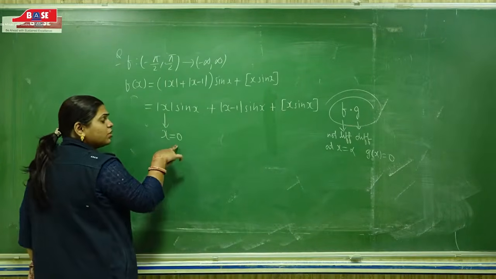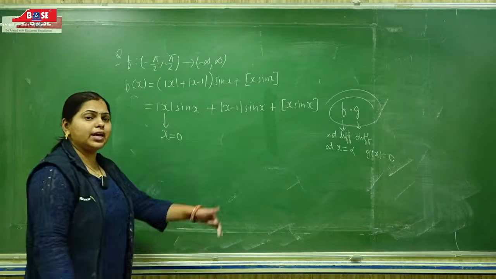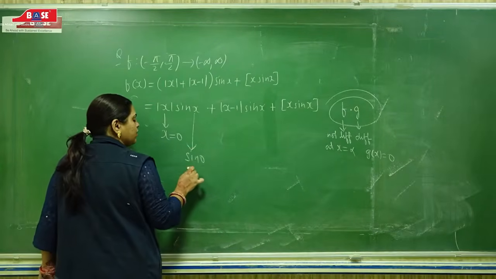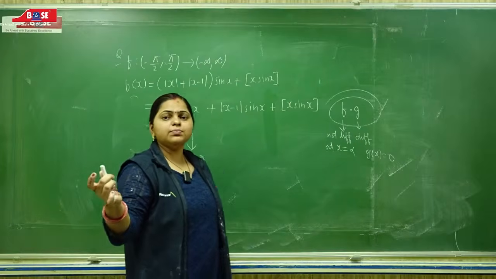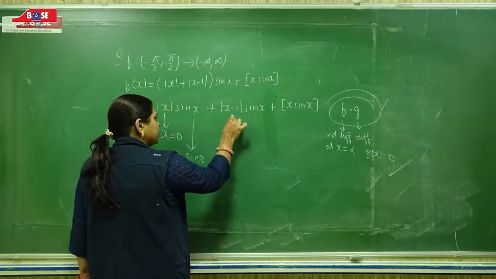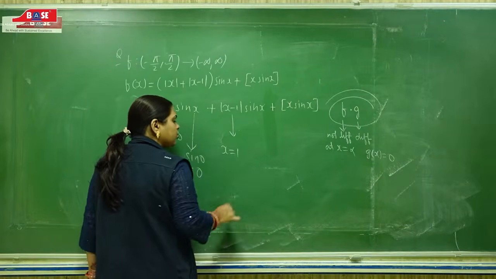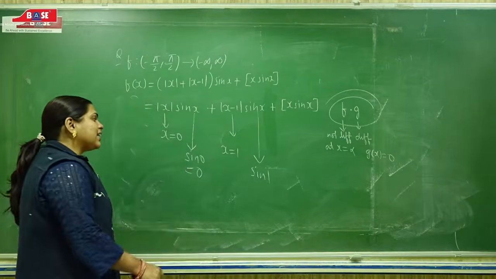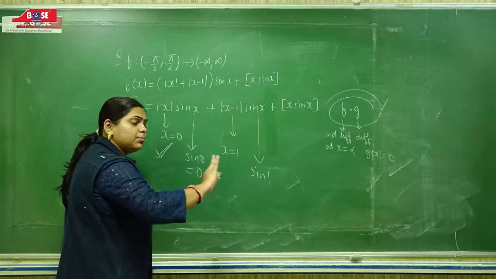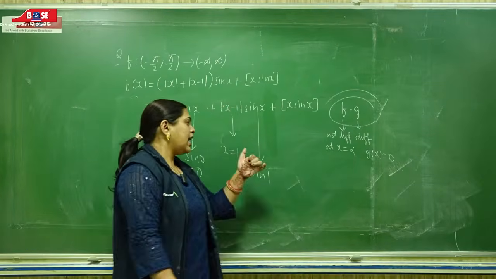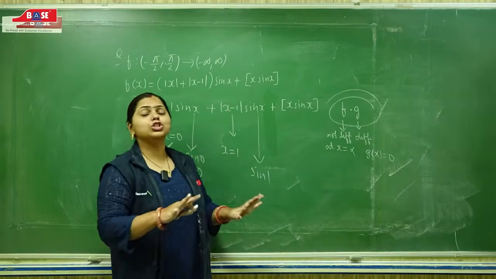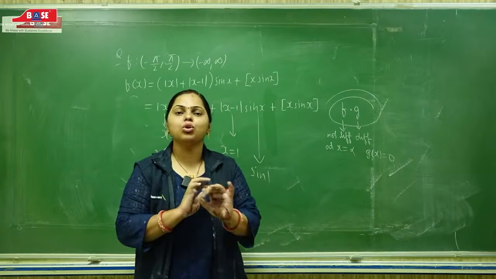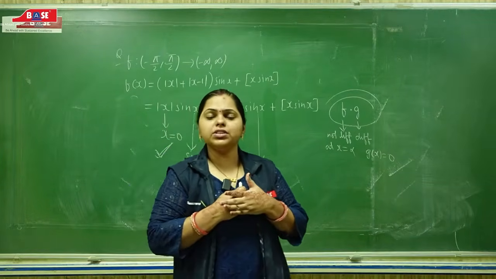So for mod of x, the problematic point is x equal to 0, but at 0, sine 0 is giving 0. Now the next part, please see very carefully. The problematic point is x equal to 1 and there it is giving sine 1. So at x equal to 0 the function is differentiable, but at x equal to 1 the function is not differentiable. So how many points of non-differentiability?